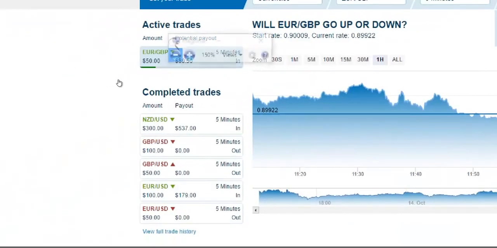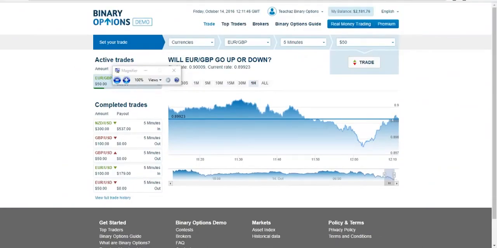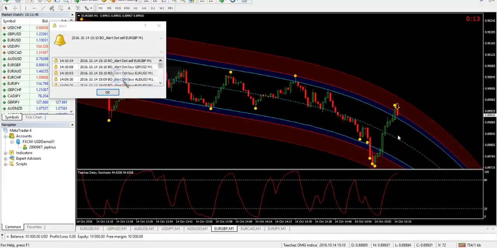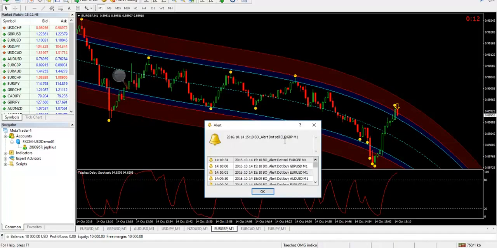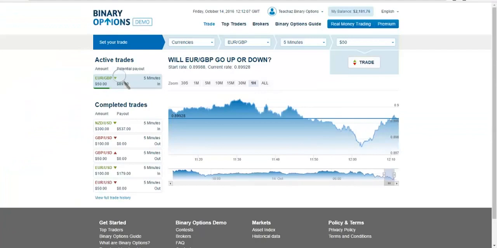So like I was saying, guys, let's just go to the chart. So as you can see, this is my trade. I'll wait for 5 candles, and then we can actually see if it's a winning trade or a losing trade. So this was my signal here. You can actually see it written here, Euro GBP M1. So I use M1 for 5 minutes expiry, as you can see here on my platform, that this is 5 minutes, and I put in $50 for a start.